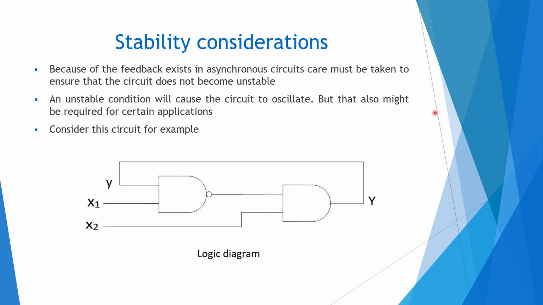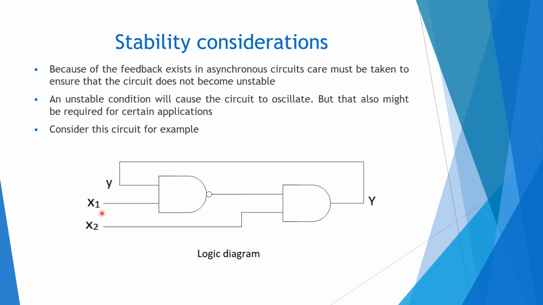But that also might be required for certain applications. Suppose for a certain application this oscillation is required. For that we have to design properly and make the circuit oscillate for that application. So consider this circuit. For example, there is a NAND gate here and an AND gate here.